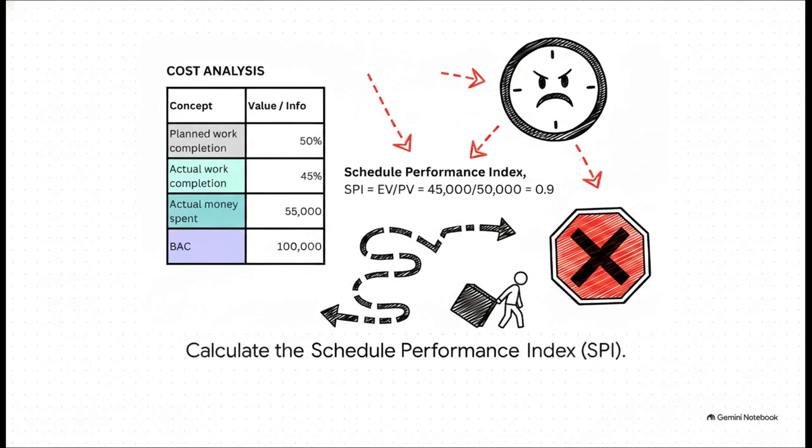Let's quickly run the Schedule Performance Index, or SPI, just to check our timeline. The formula here is earned value divided by planned value. That's 45,000 divided by 50,000, which gives us 0.9. Just like with CPI, an SPI under 1.0 is bad news. Coming in at 0.9 proves that this project isn't just over budget, it is also undeniably behind schedule.